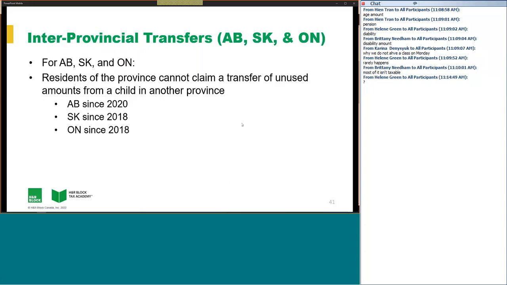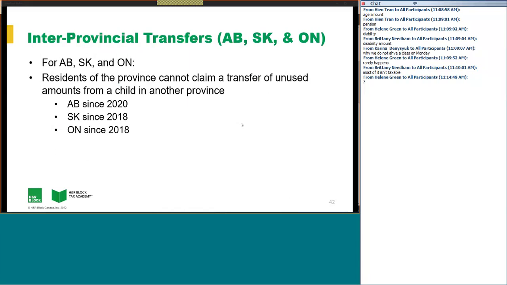So let's look at some of those provinces. Alberta, Saskatchewan, Ontario did a thing. So Ontario since 2018, Saskatchewan since 2018, Alberta since 2020 do not have any tuition credits. And because in that province you can't have tuition credits, you also can't transfer any tuition credits. So if you have a parent in one place and they have a child who is a student in Alberta, Saskatchewan, Ontario, there is nothing for them to transfer. They do not get any tuition credits.